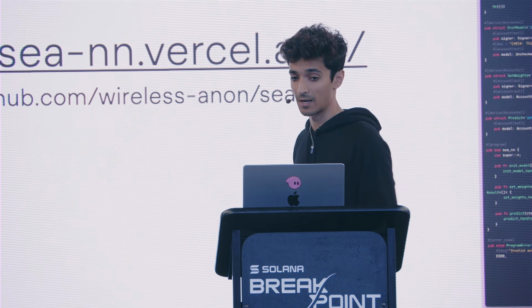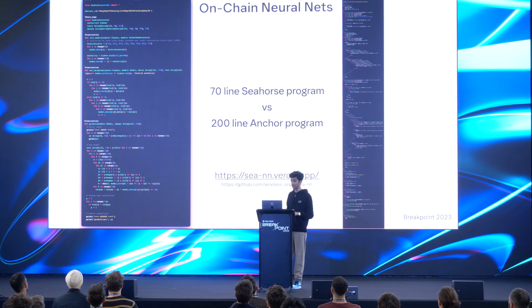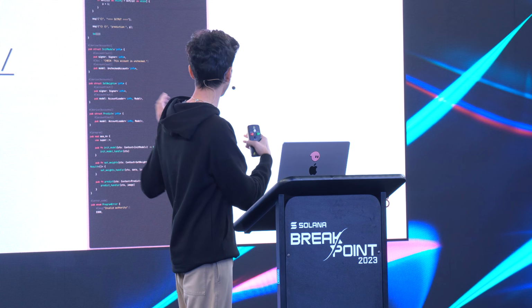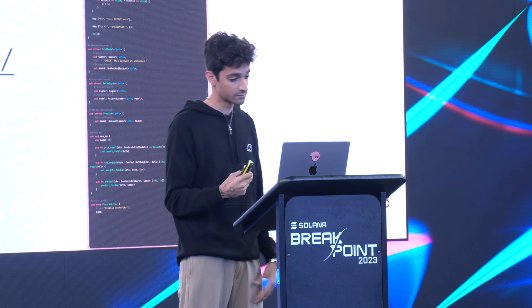And one such example of a very cool, wild innovation that Seahorse unlocks is shown in the slide. This is an example of an on-chain neural net for OCR. Shout out to Wireless for this awesome example that shows the power of Seahorse. Obviously you can't see the code here, and I don't want to go through that. I just want to show the difference between what Seahorse looks like and what Anchor does.